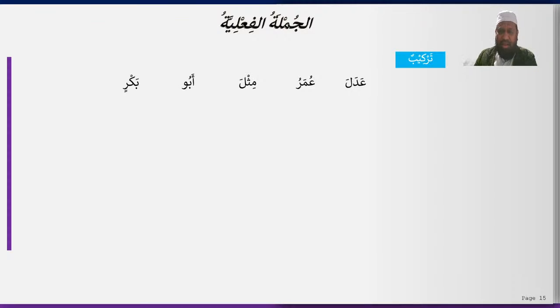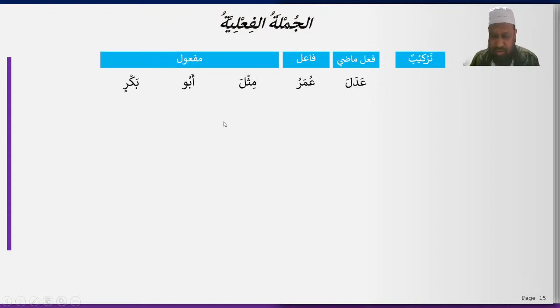First, analyze عدل في الماضي عمر فاعل. Now, what is the slot of this? What is the slot after fa'il? We need a maf'ul. Okay, let's see. Maf'ul, yes. But what type of maf'ul is it? So two things here. Any mistake? Not mistake. Wrong. Anything wrong here? And what is the name of the slot?